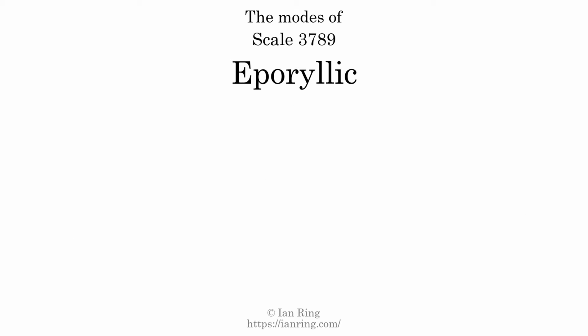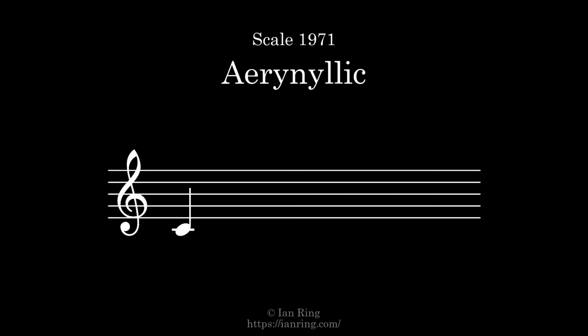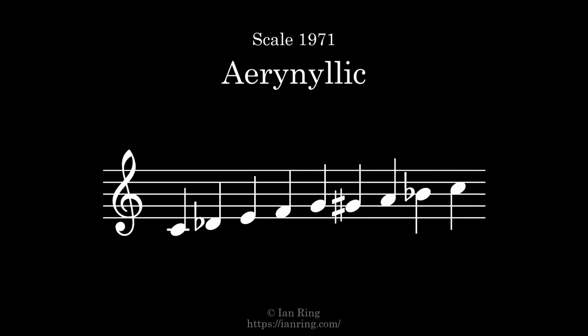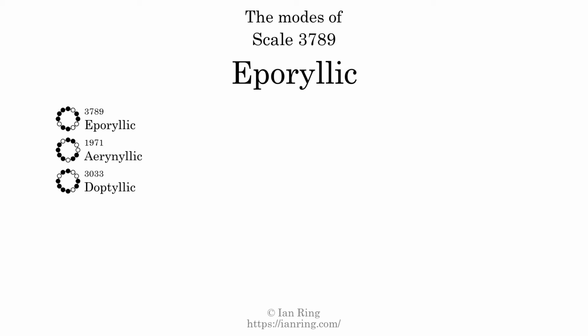This scale has 8 modes. The first mode is itself. The second mode is scale 1971, also known as Eporyllic. It sounds like this. The third mode is scale 3033, also known as octatonic. It sounds like this.